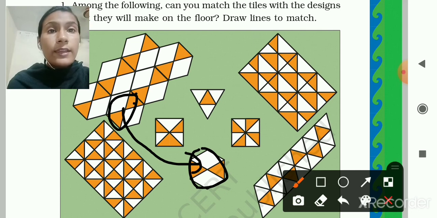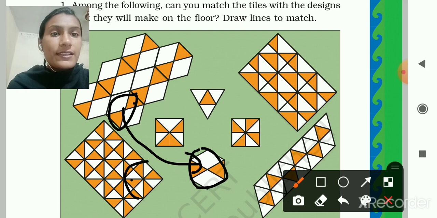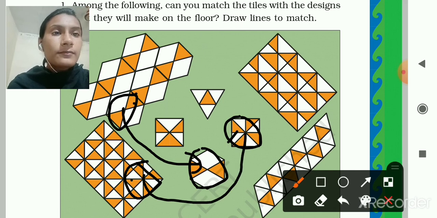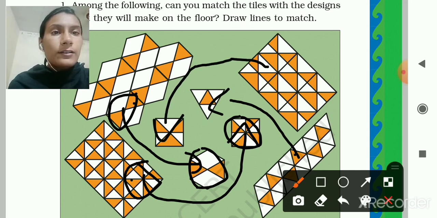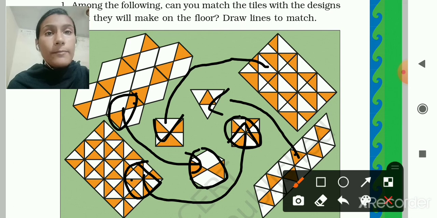This one you can match in your textbook. Then this design, you can see like this and this. Both designs are the same, so these tiles will come. Then for this one, which tiles will come? This one will come, this triangle shape. Then for this design, these tiles will come. So this one you can match in your textbook with the tiles.